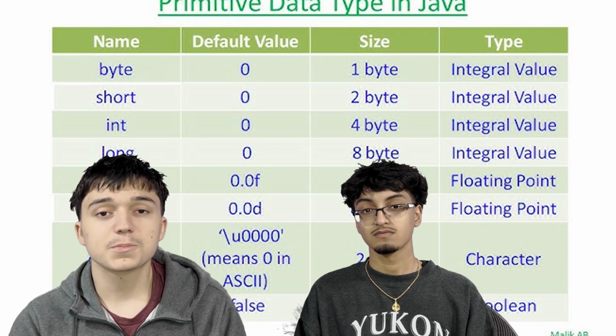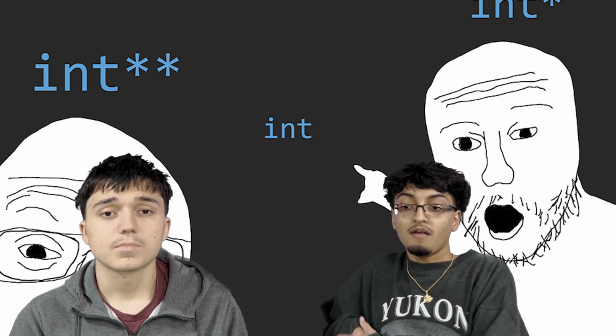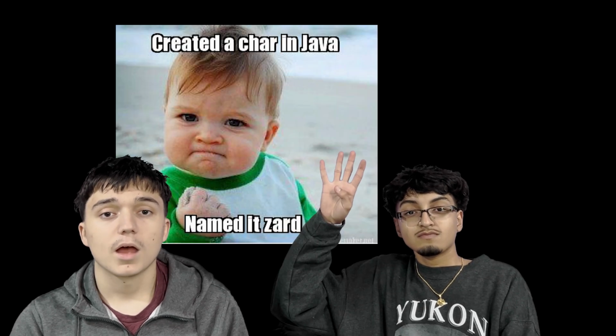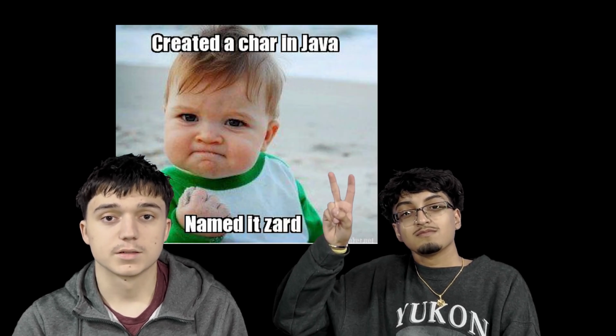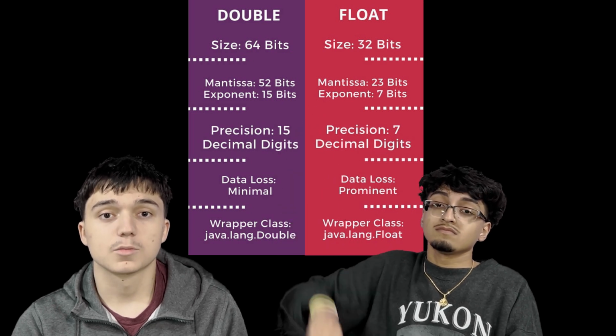The differences between these primitive types are size and precision. For instance, int uses 4 bytes, unlike a char which uses 2 bytes. Also, a double is more precise than a float for having more decimal places.